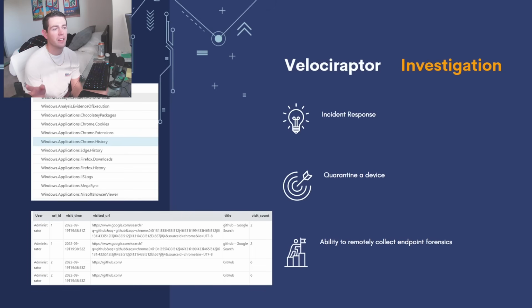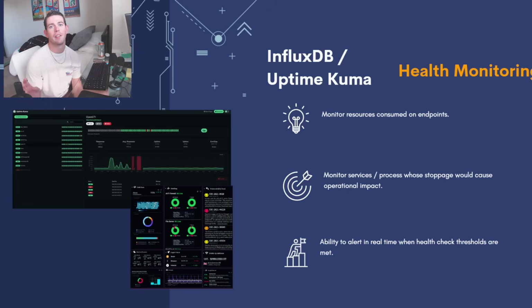When it comes to health monitoring, I like to take advantage of InfluxDB and Uptime Kuma. I like to think of health monitoring in two phases. First, you want to monitor your endpoint. For example, making sure Elastic is not overloading its CPU, not running out of memory, and still has appropriate disk space, right? So that's one side: monitoring your server's resources or important processes.